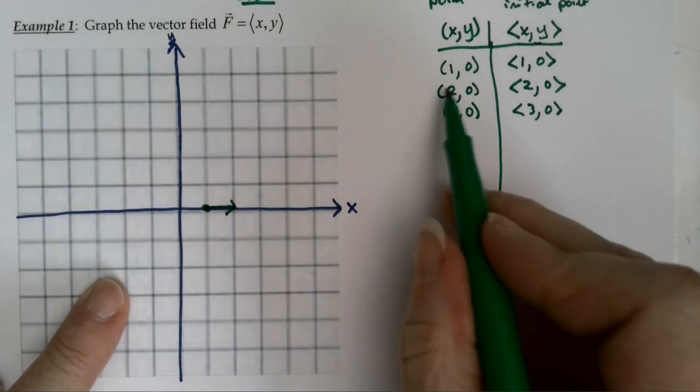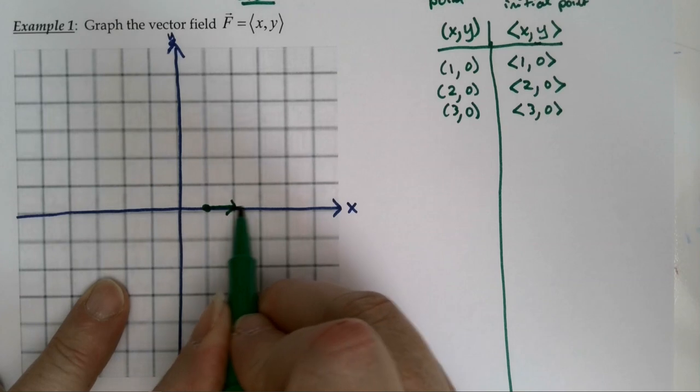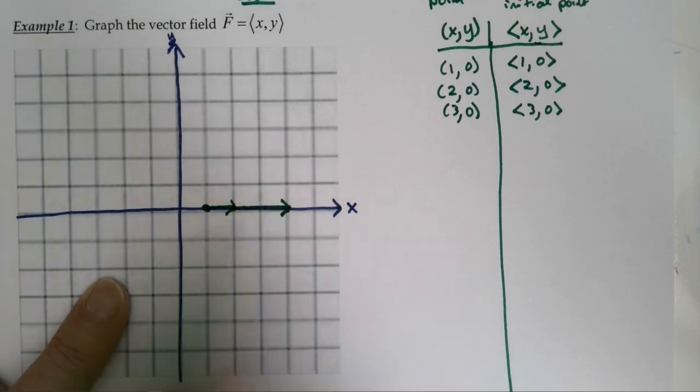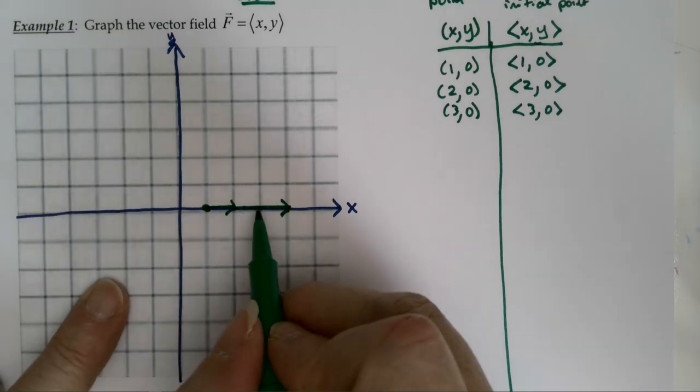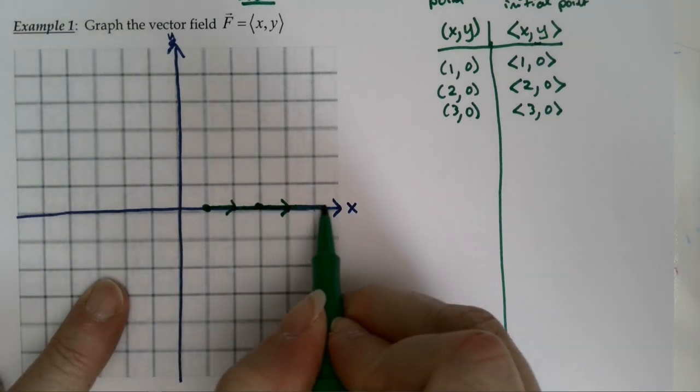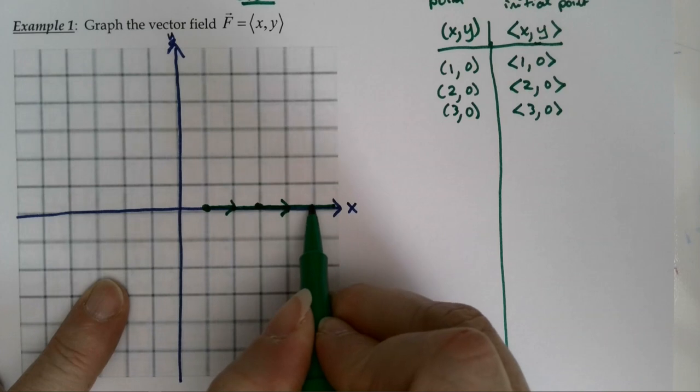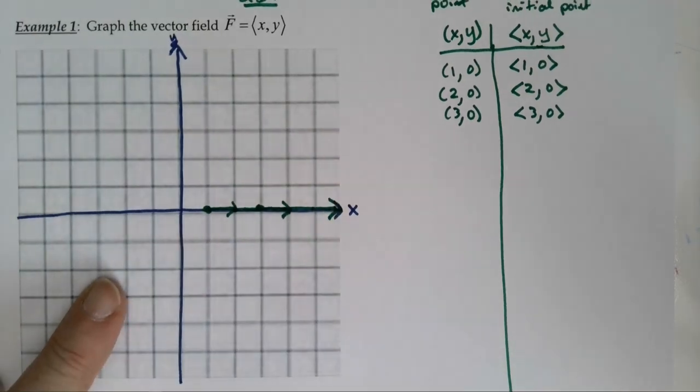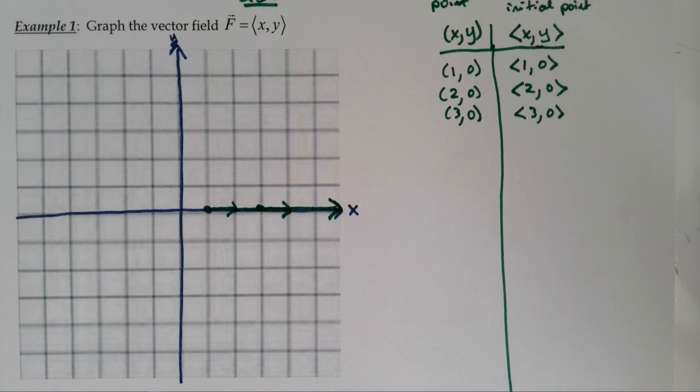At (2, 0), which is right here, I make a vector that goes out 2 like that. And at (3, 0), I make another vector that comes out like 1, 2, 3, like that. Well, that's a little bit hard to see, so let's look at another section.